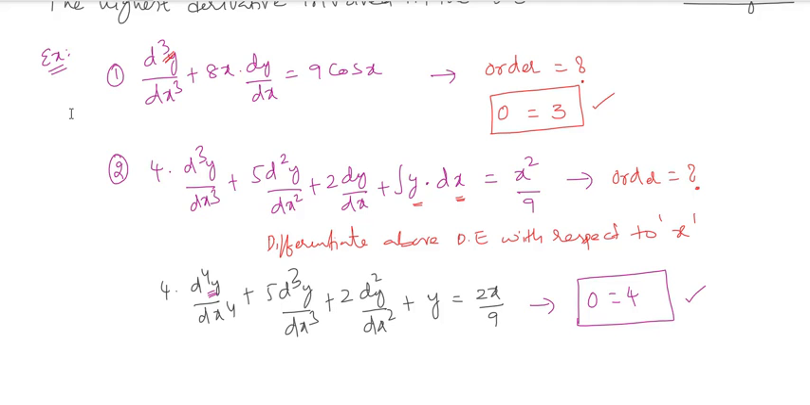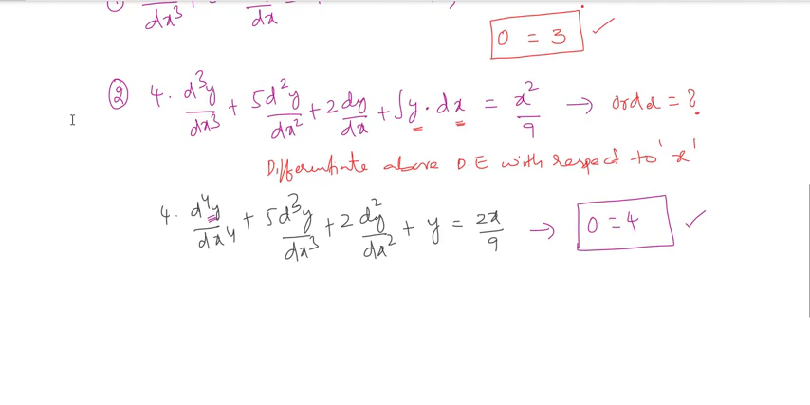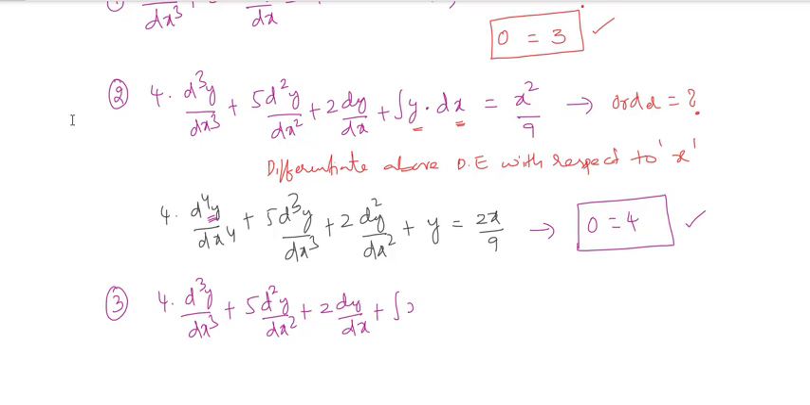See the same expression. Suppose I write the same expression like this: 4 into d cube y by dx cube plus 5 into d square y by dx square plus 2 into dy by dx plus integral x into dx, which is equal to x square by 9. See what happens in this case. That is not a big deal here.